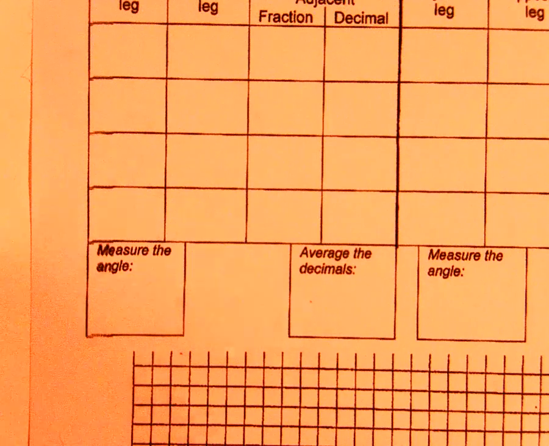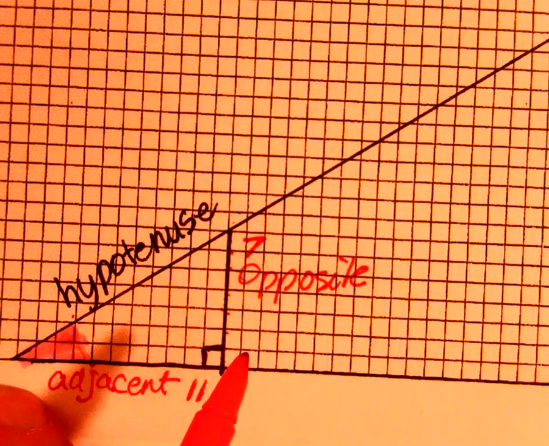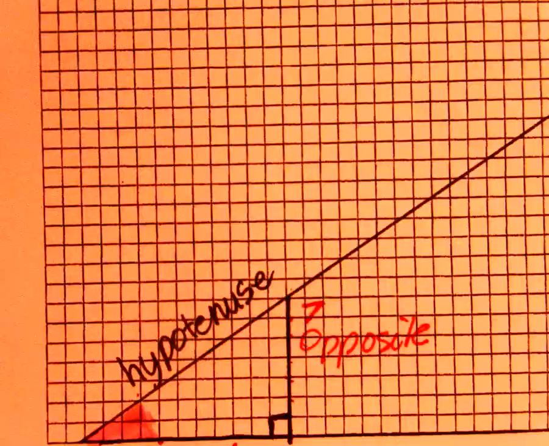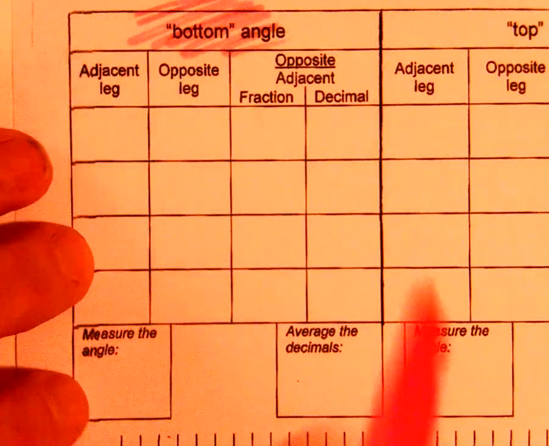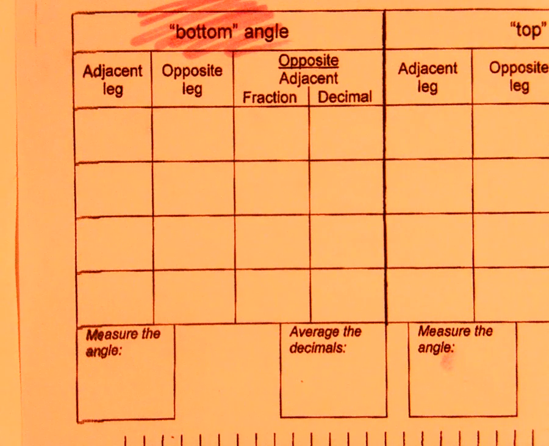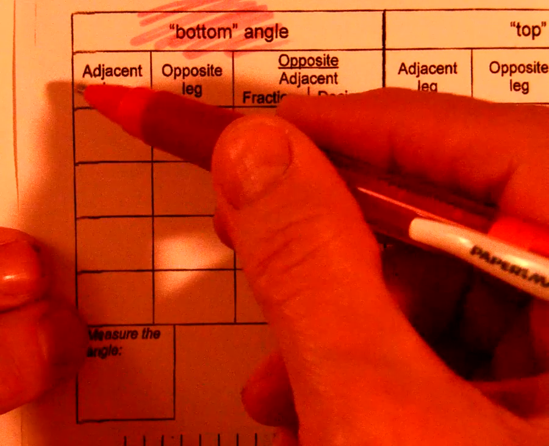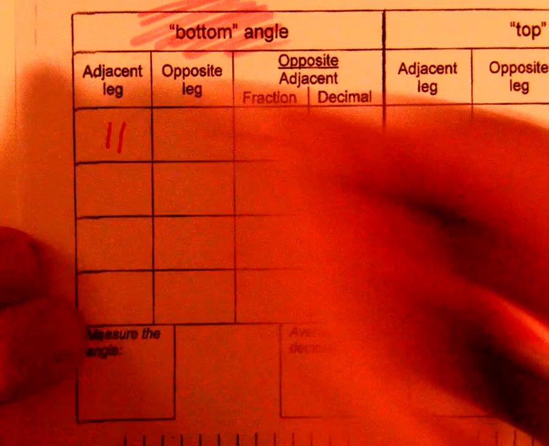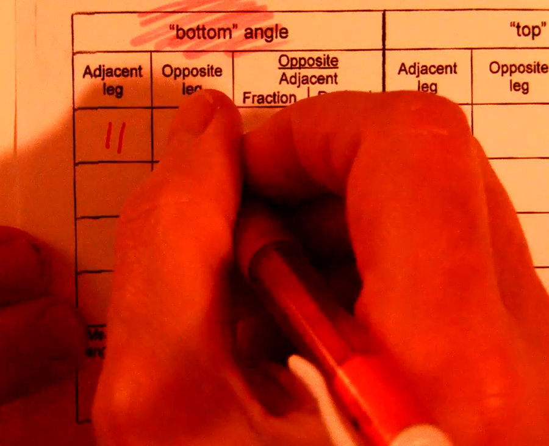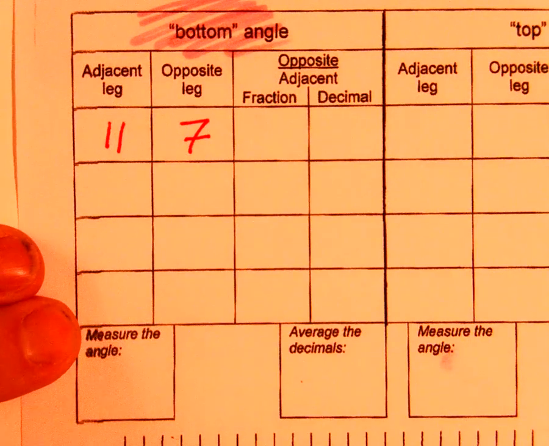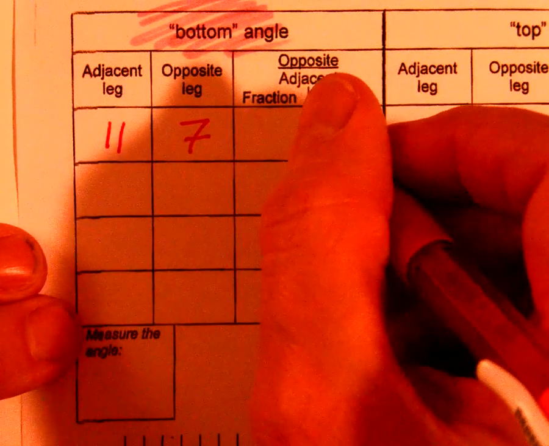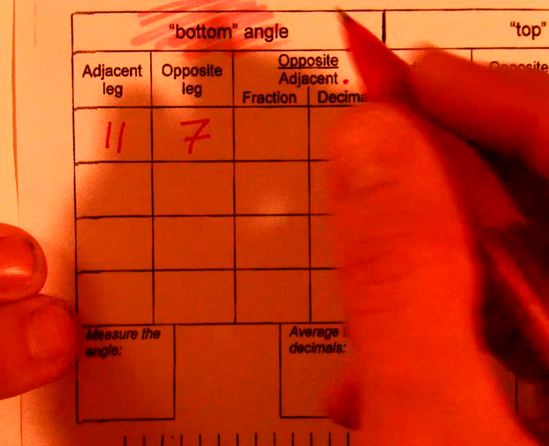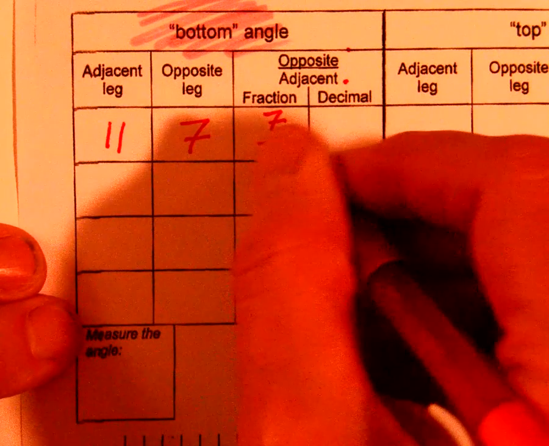I'm calling it the bottom angle just because it's kind of towards the bottom. That's not a technical term. It's just what I'm using to try to figure this out. So my bottom angle is pink, and when I counted it, the adjacent leg was 11 and the opposite leg was 7. So go ahead and write yours in. Make a fraction out of it. Opposite over adjacent. 7 over 11.